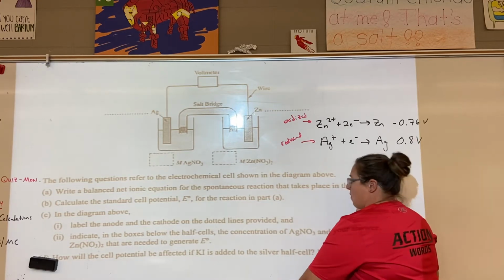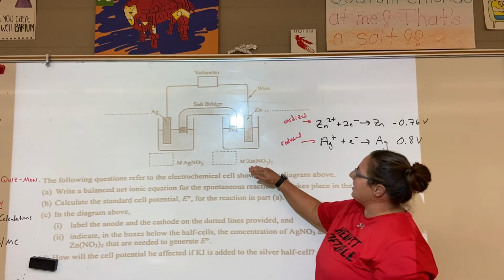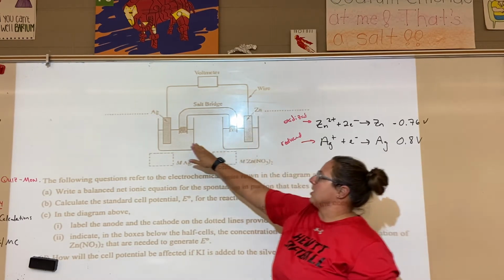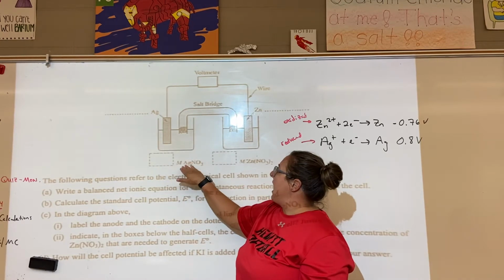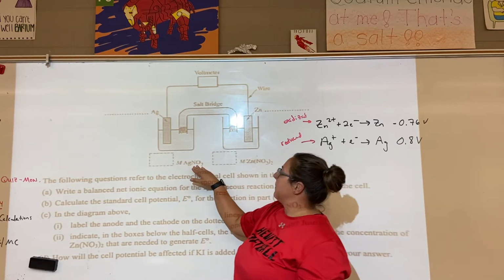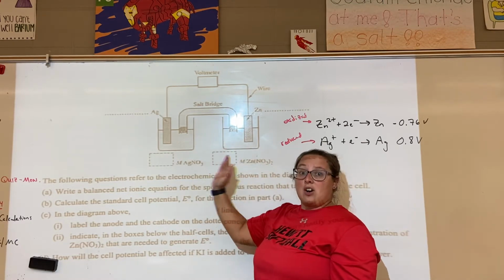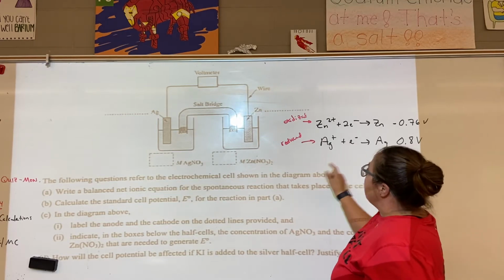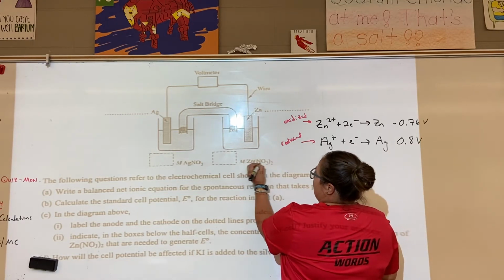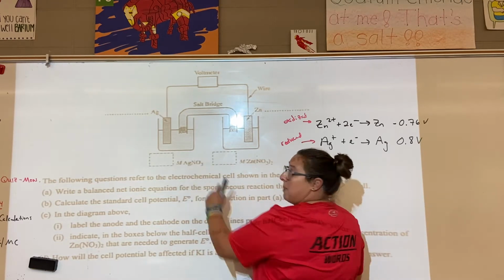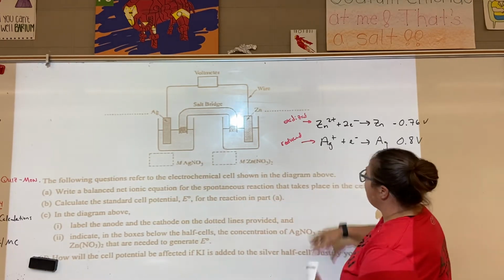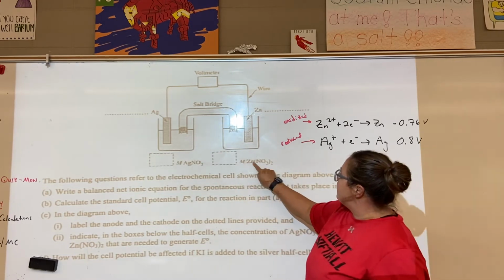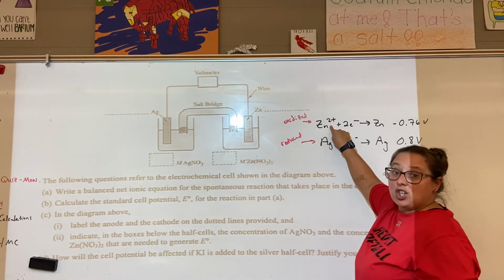So how do I know where to start? I know that zinc nitrate has to be in the reaction, zinc needs to be in the reaction, silver needs to be in the reaction, and silver nitrate needs to be in the reaction. Well, which one I write on which side depends on who's reduced and who's oxidized. These species that are in the solution with the spectator ions, those are your ions. So this AgNO3 is this Ag+. This Zn(NO3)2 is the Zn2+.